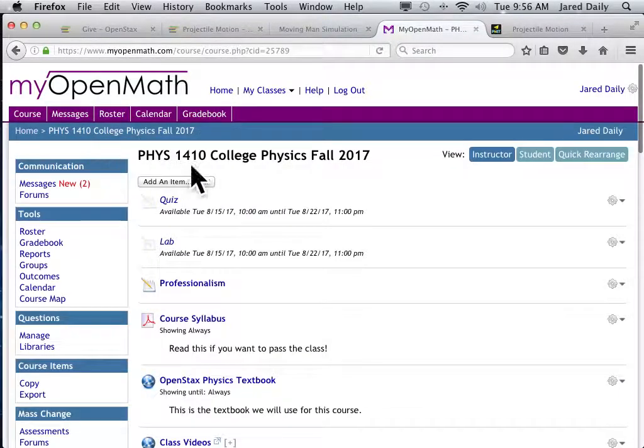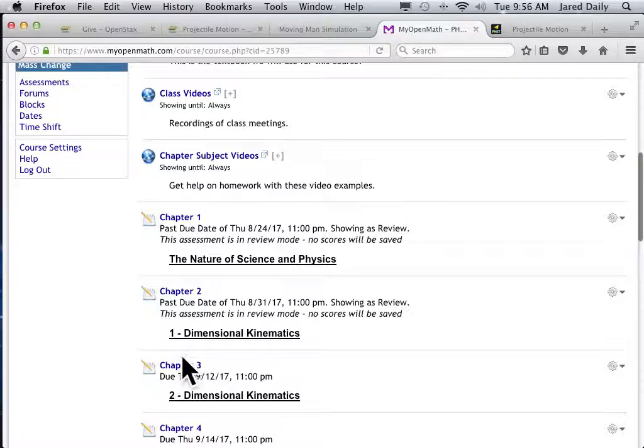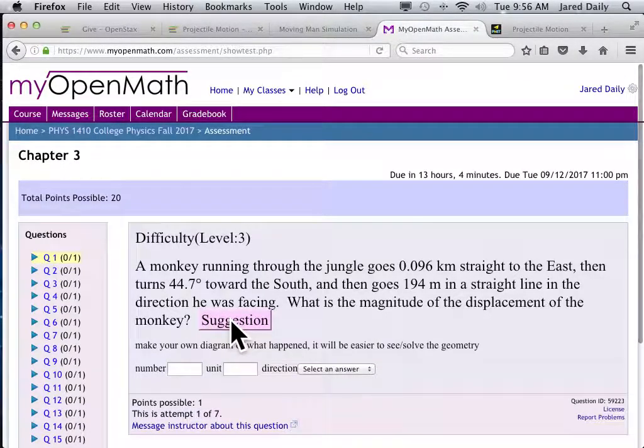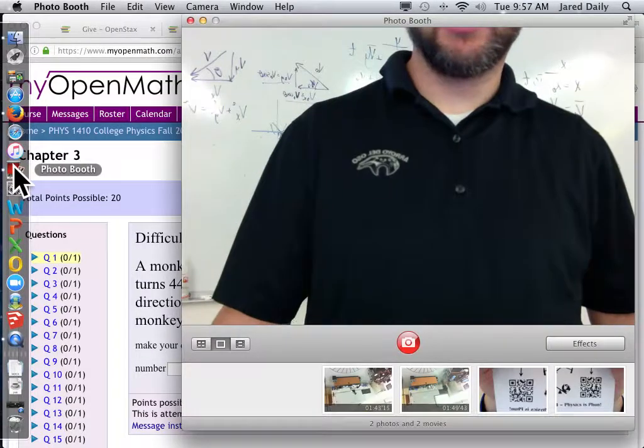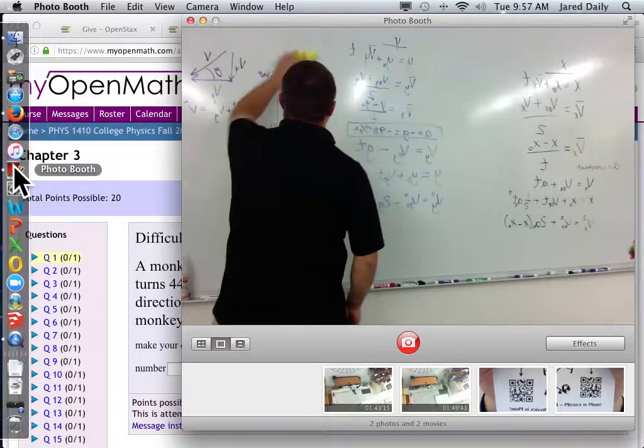Yeah, let's do this one really quick together, because this one can be a bit confusing just because of the geometry of the problem. The hint that they give you, if you click the suggestion button, is to make your own diagram so you can see the geometry. The geometry is confusing. So in this case, let's make a picture of it.